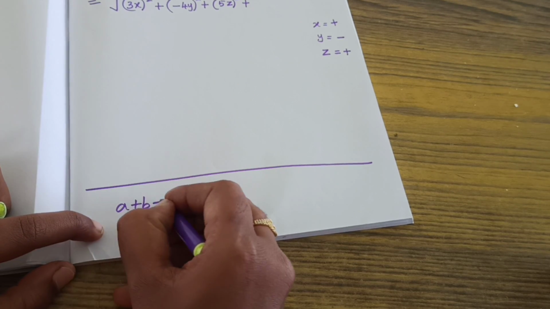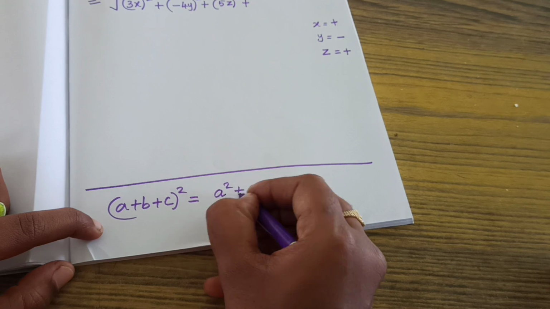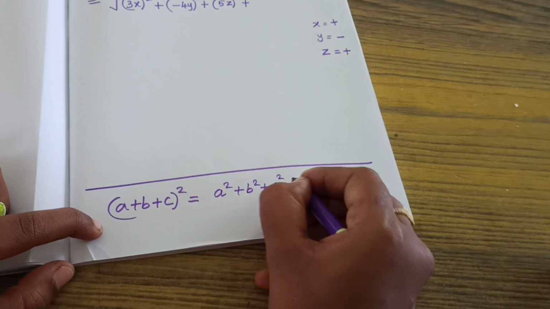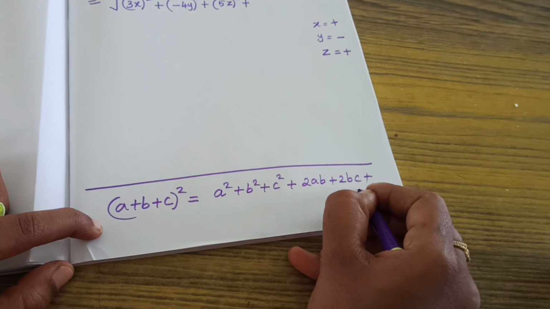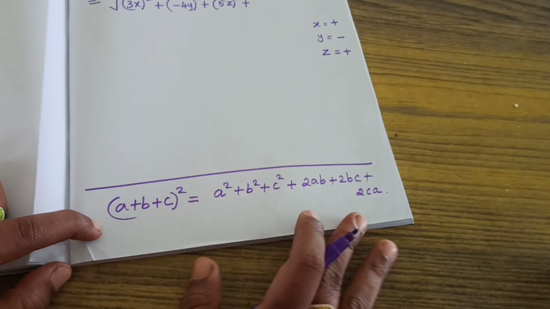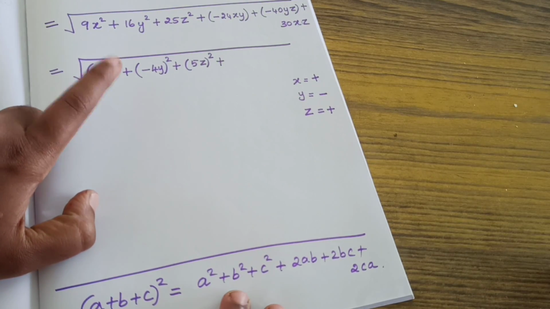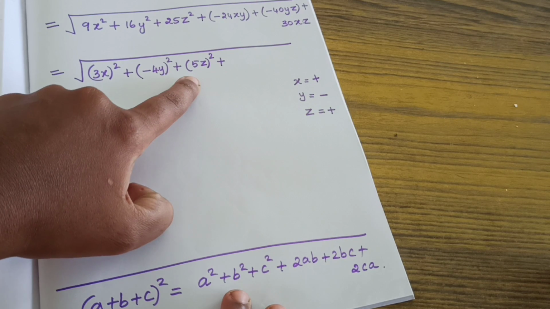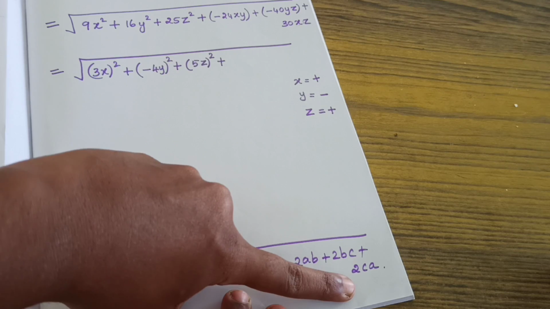(a + b + c)² is equal to a² + b² + c² + 2ab + 2bc + 2ca. According to this formula we are going to write. First three terms we got: a² + b² + c² over. Then plus 2ab, 2bc, 2ca terms we need to get.